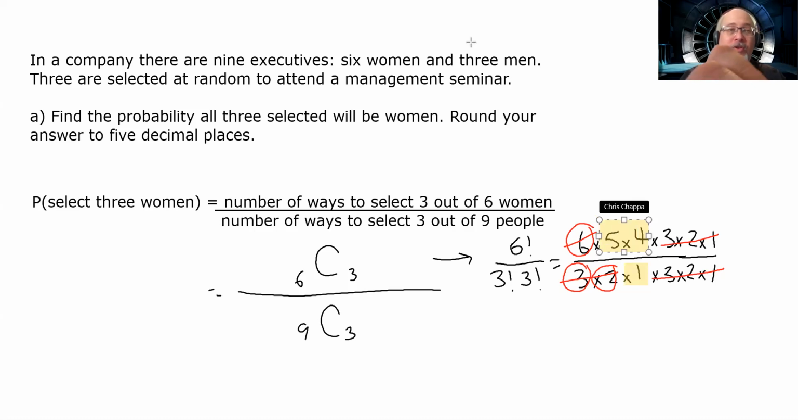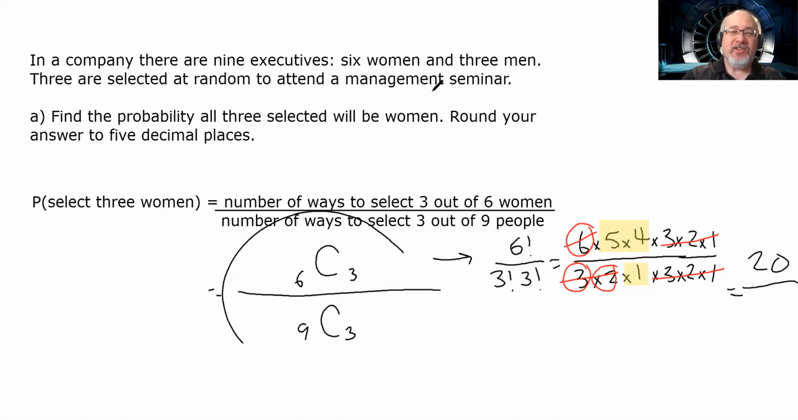5 times 4 in the numerator, that's just 20. The top of this fraction is 20. Well, the top of the original fraction that we're working out.